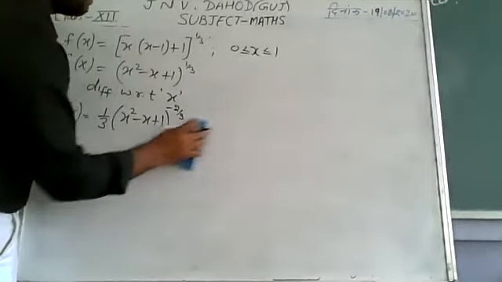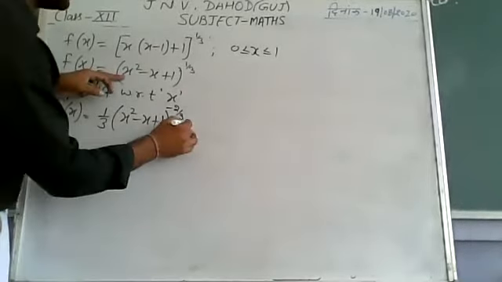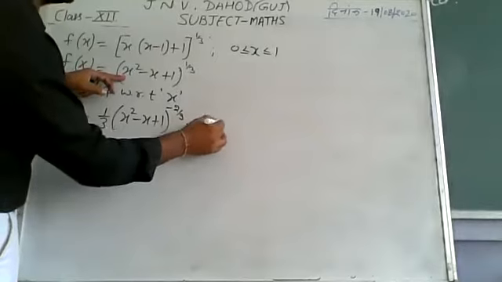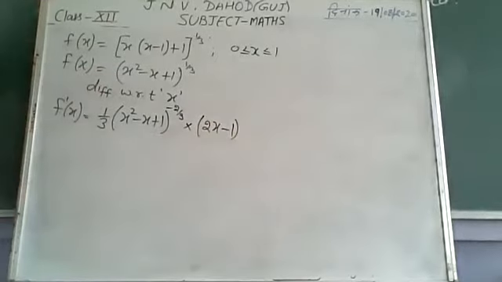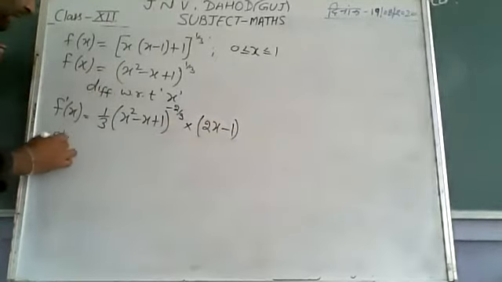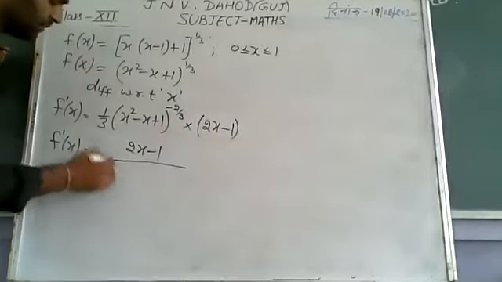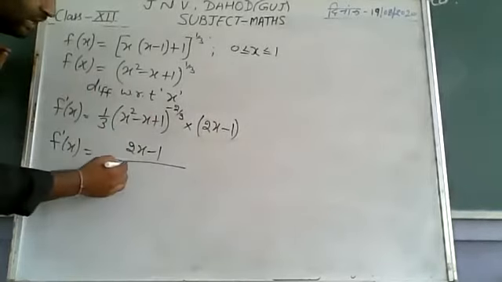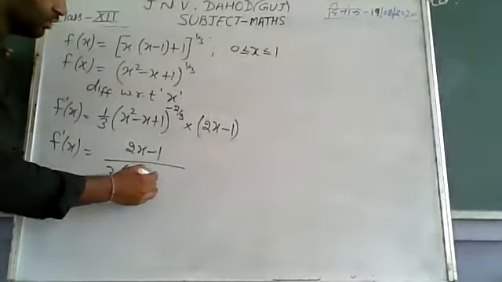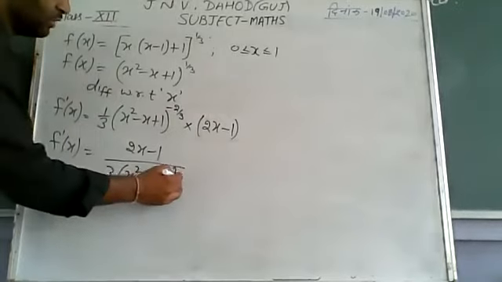क्या आएगा? तो मल्टीप्लाई इट्स डेरिवेटिव. What is its derivative? It is 2x minus 1, or the derivative is 2x minus 1 divided by 3. As the power is negative, so we can write it in the denominator. Its power will be 2 upon 3.